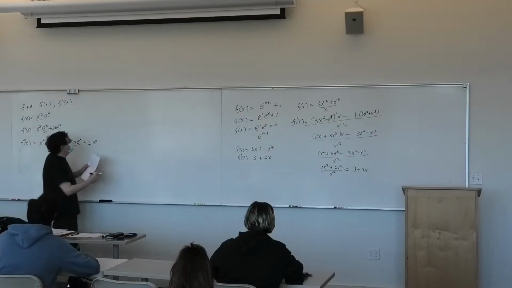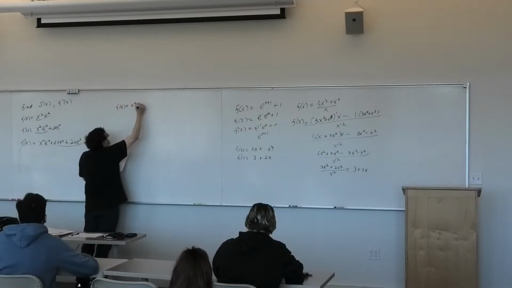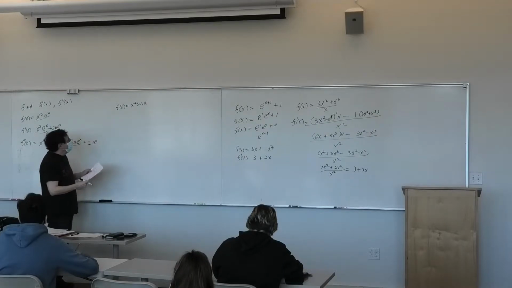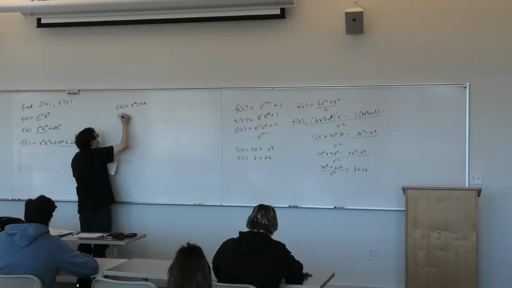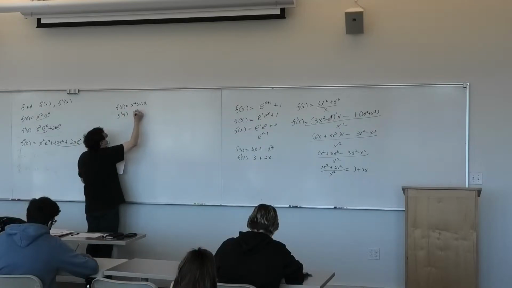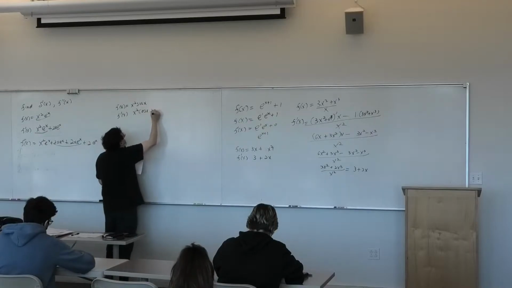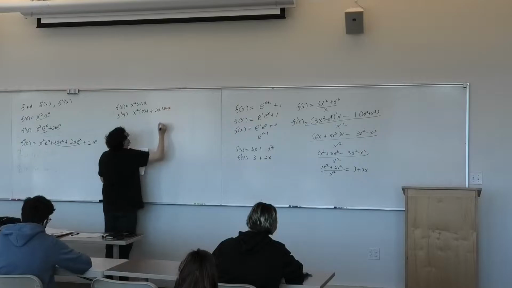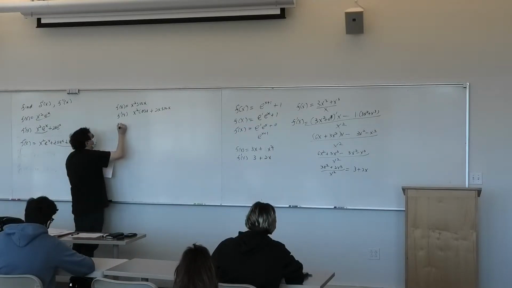Similar problem. y equals x squared sine of x, right? Using the product rule, x squared times the derivative of the sine, which is cosine of x, plus 2x sine of x. Find the second derivative.